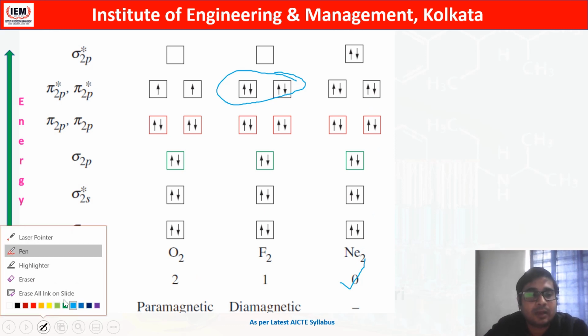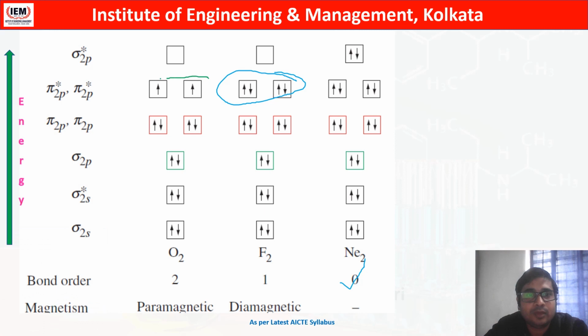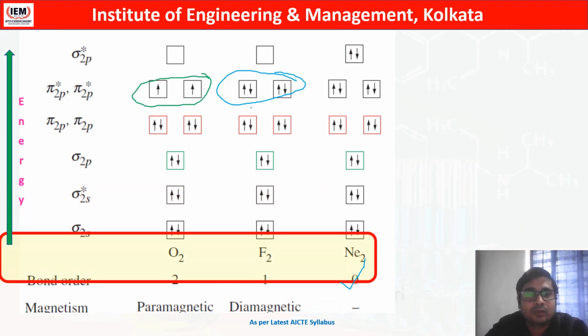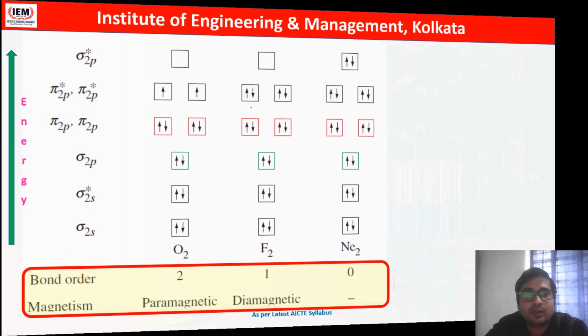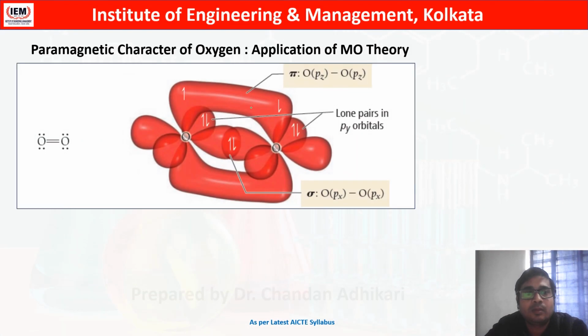So oxygen is paramagnetic, and we can very easily prove it. There are various ways to prove it. So this is very important. Oxygen is paramagnetic, whereas fluorine is diamagnetic. And the reason for the paramagnetism is that if you draw the Lewis structure, then you will not be able to explain it. That's one advantage of MO theory, or you can say an application of MO theory.